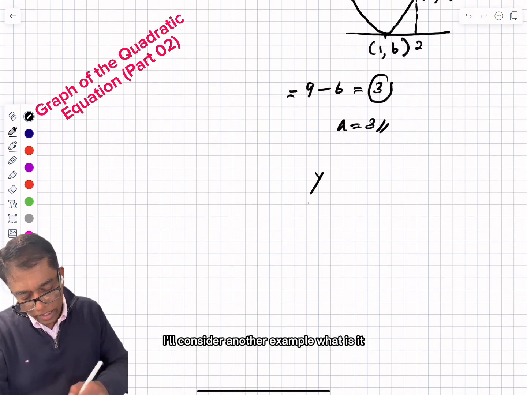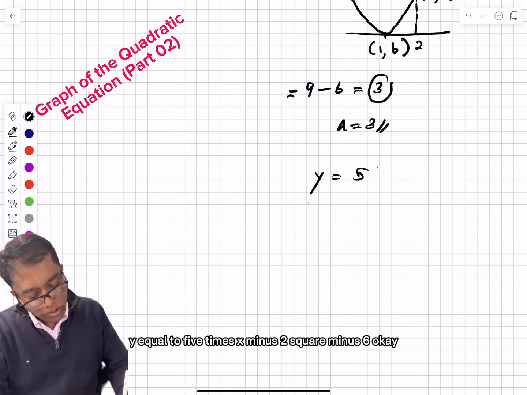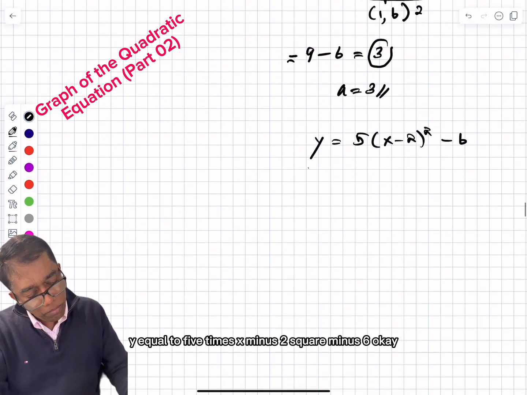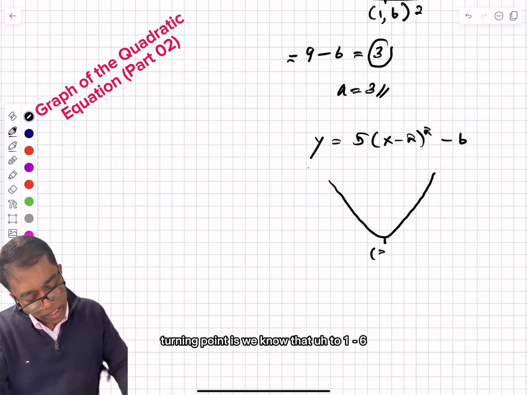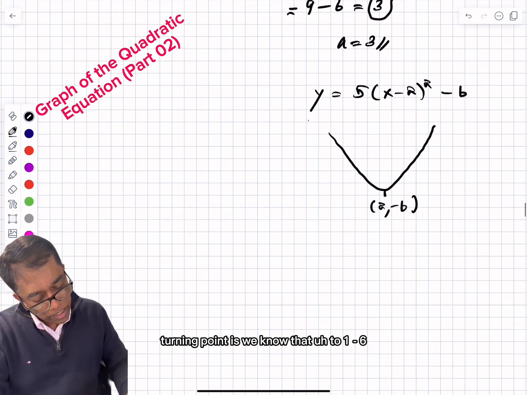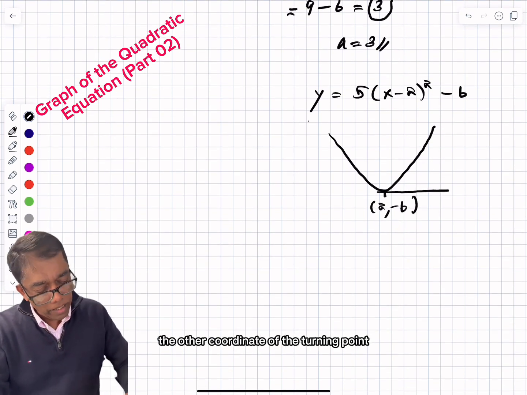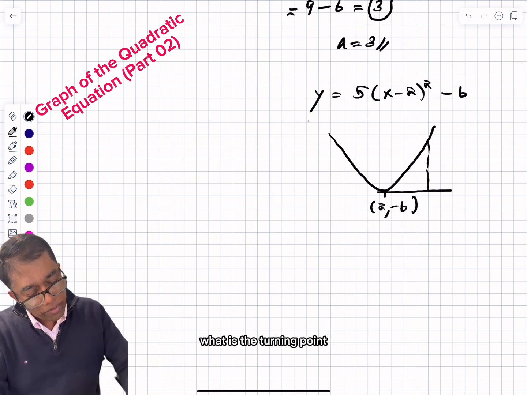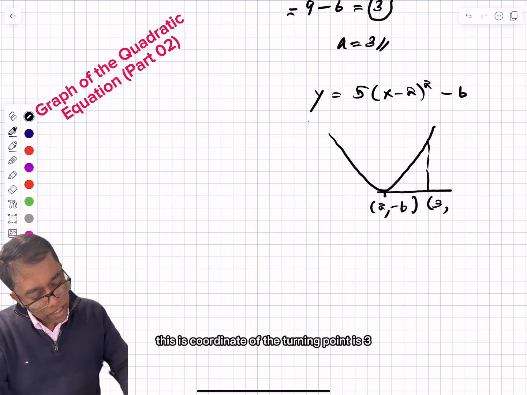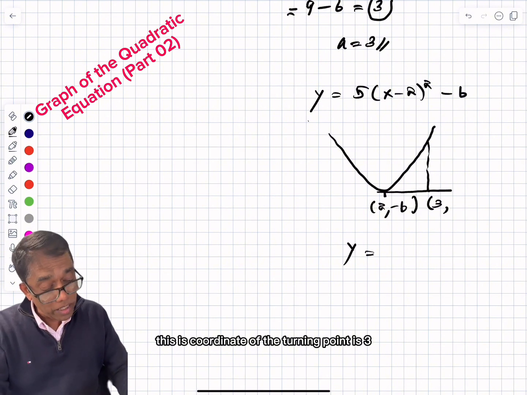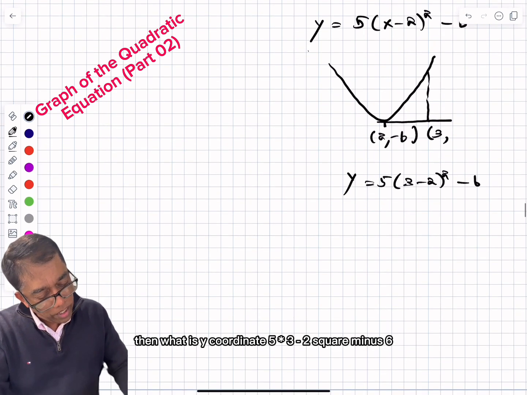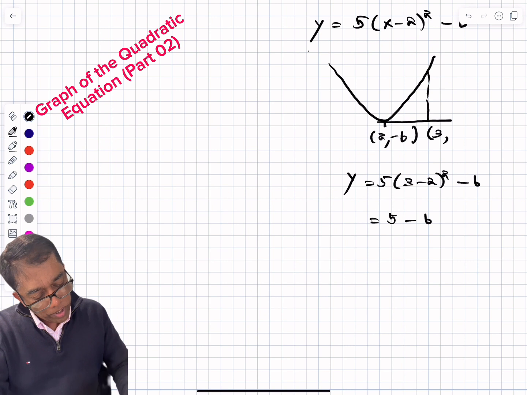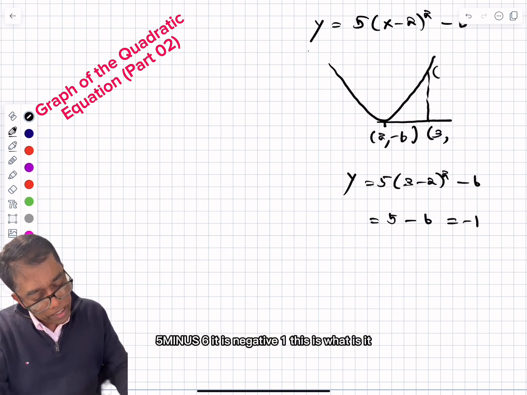I'll consider another example. What is it? y is equal to 5 times x minus 2 squared minus 6. Okay, what is the turning point? The turning point is, we know that 2 and -6 are the coordinates of the turning point. If I move 1 unit to the right, the x coordinate is 3. Then what is the y coordinate? 5 times 3 minus 2 squared minus 6. 5 minus 6, it is -1.